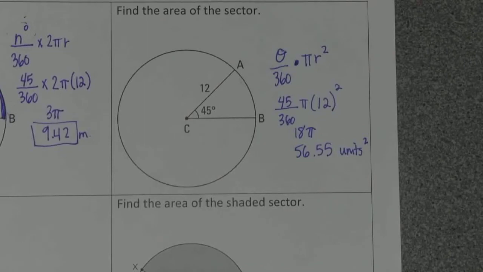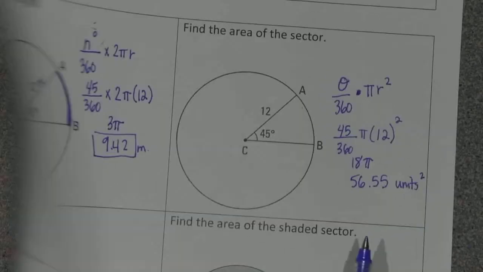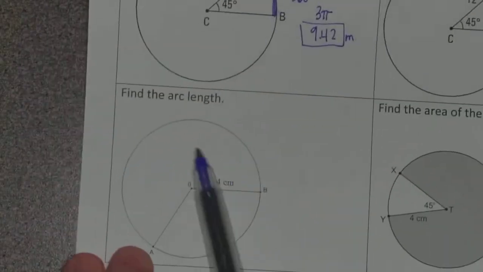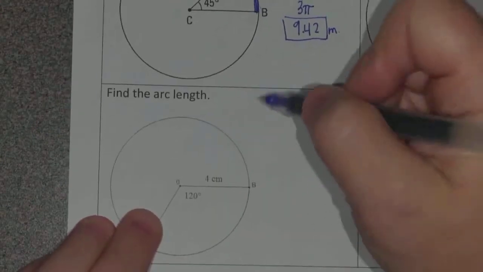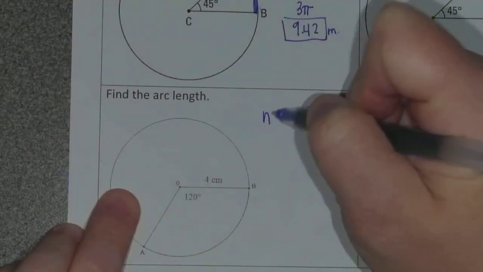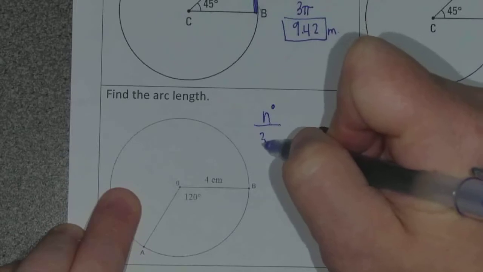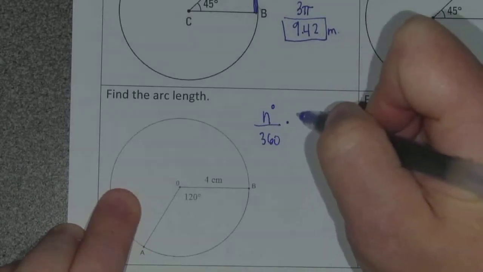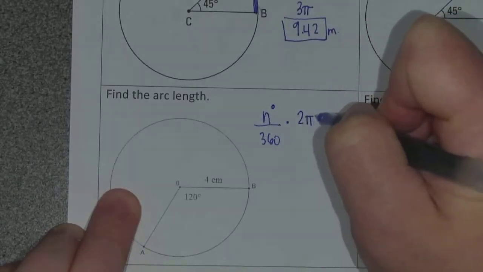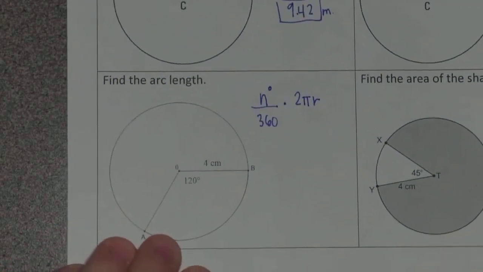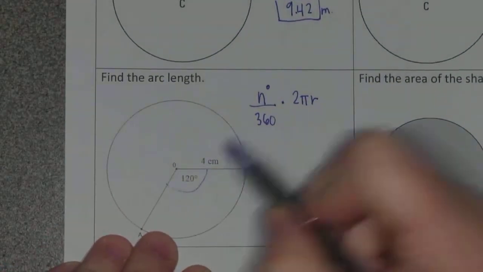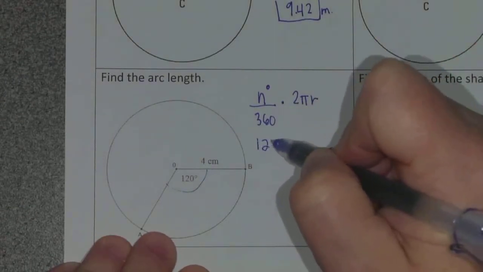We're good? All right, so again, this one says find the arc length. So I'm just going to go up and grab that arc length formula and write it down. It will be the angle over 360 times by the circumference formula, which is 2 pi r. So I'm going to plug my information in here. What's my angle? 120.